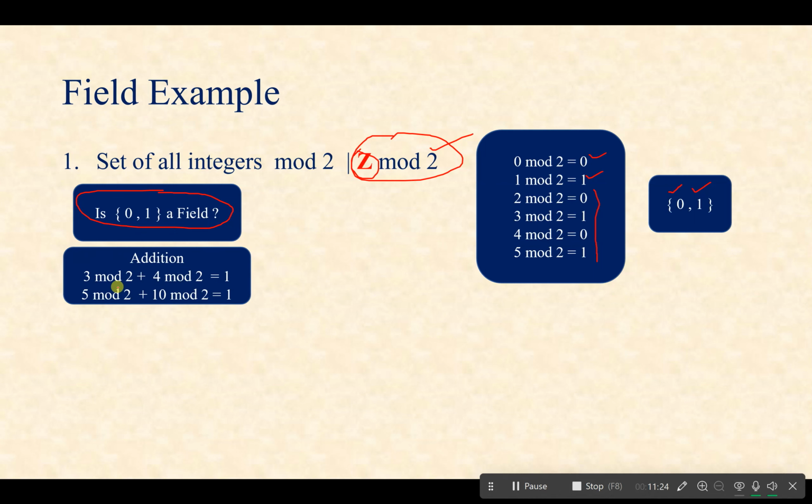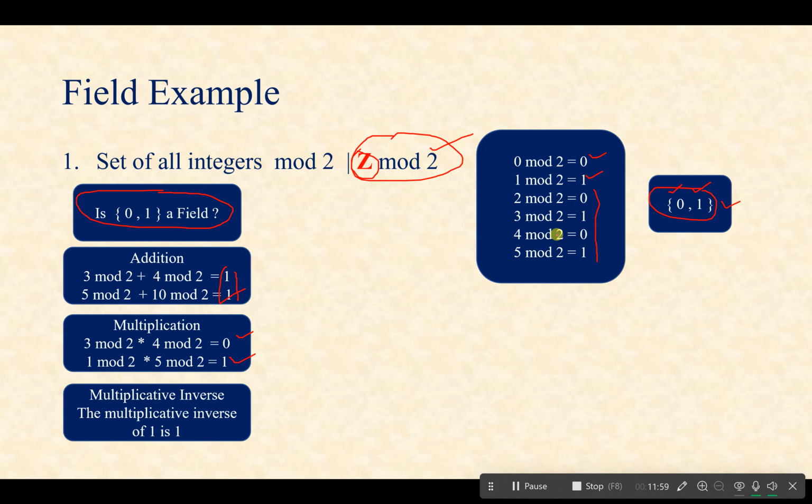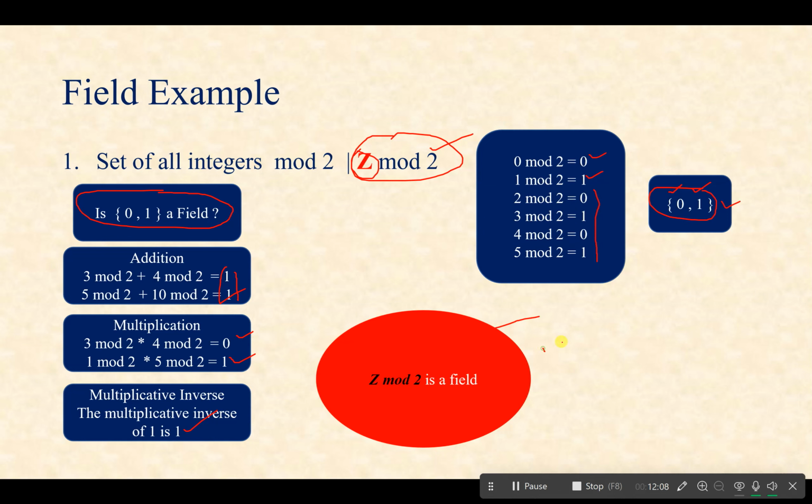First we'll go to addition. See here, 3 mod 2 plus 4 mod 2. 3 mod 2 is 1, 4 mod 2 is 0, so 1 plus 0 is 1. 5 mod 2 is 1, 10 mod 2 is 0, so 1 plus 0 is 1. The answer you are getting is 1, and that belongs to this set, isn't it? So this satisfies the addition property. Let's go to multiplication. 3 mod 2 is 1, 4 mod 2 is 0, so you will get 0. In this case also you are getting 1. So 0 and 1 both belong to this set. For multiplicative inverse, as you can see, 1 is the multiplicative inverse of itself, since 1 divided by 1 is always 1. So we can say Z mod 2 is a field.